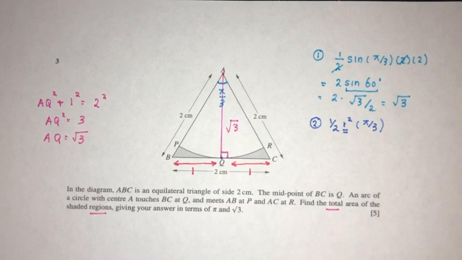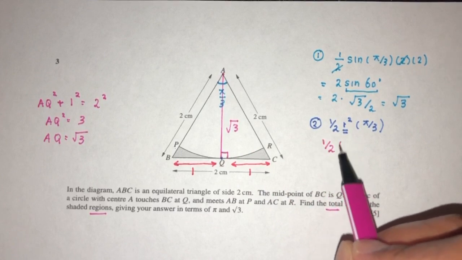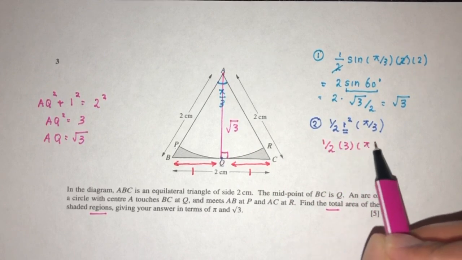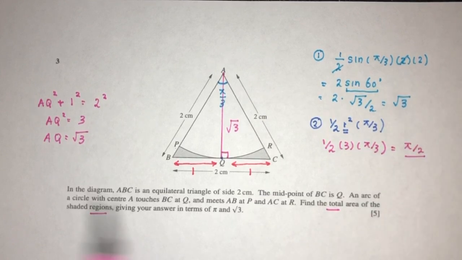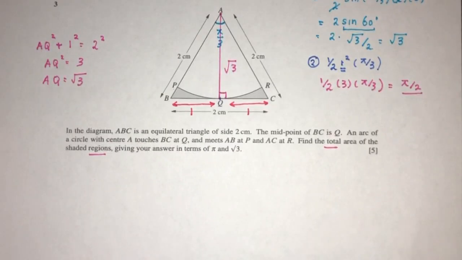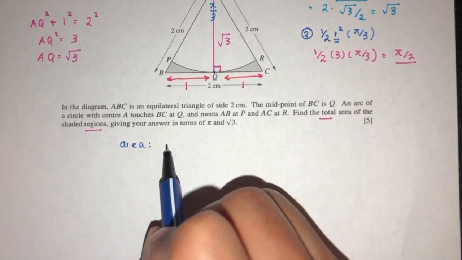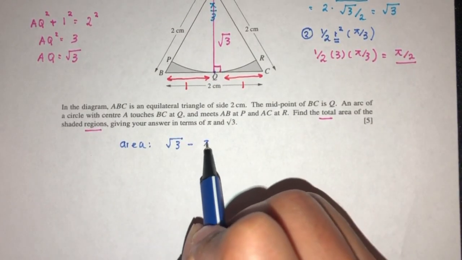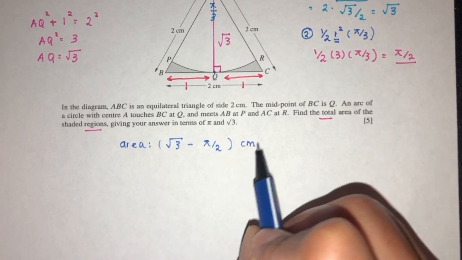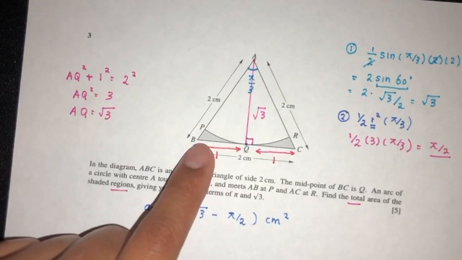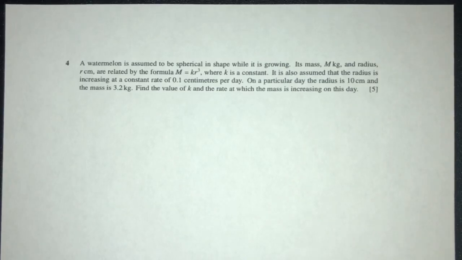So finally, the radius is root 3, so half root 3 squared is 3 times pi over 3. That should be pi over 2. Here we go. So the area will be the whole thing, which is root 3, minus pi over 2, which is the area of the sector, and that will be centimeters square for the area of those two regions. Now let's move on to the next question.